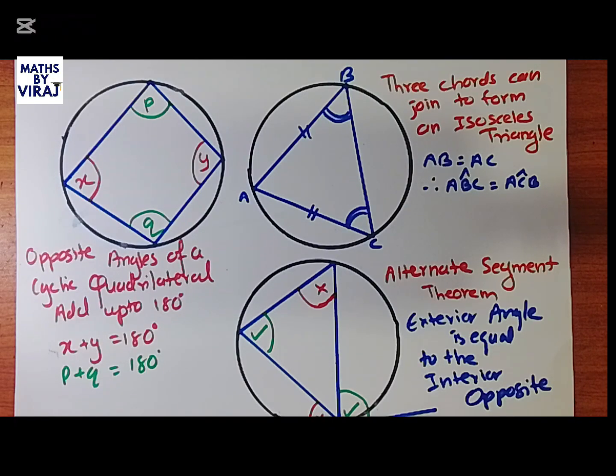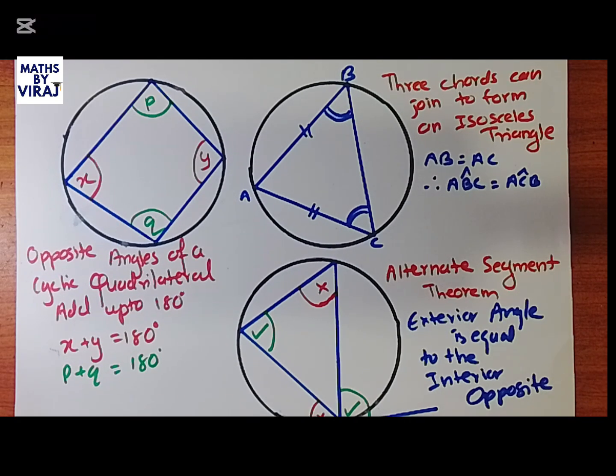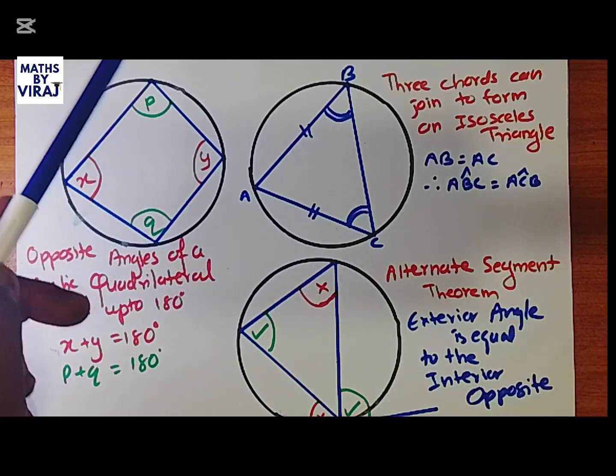Right, children. Now for today's particular sum that we have, these are the three theories that you should know. The first theory is opposite angles of a cyclic quadrilateral add up to 180. This is a circle. Inside the circle you have a quadrilateral. What is a quadrilateral? A four-sided polygon. What is a polygon? A polygon is a closed figure drawn using straight lines. Since it has four sides, we call it a quadrilateral. Inside the circle, cyclic quadrilateral. And the opposite angles of a cyclic quadrilateral, they add up to 180.